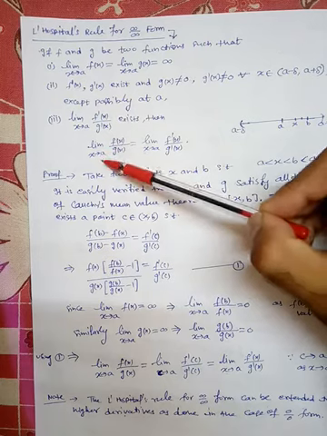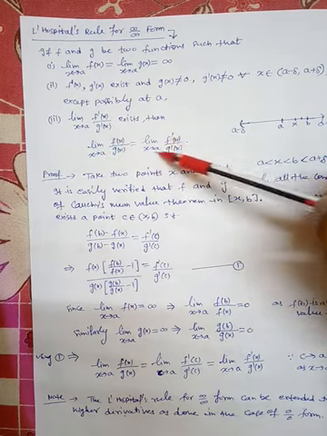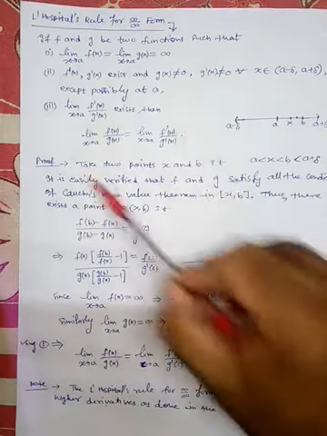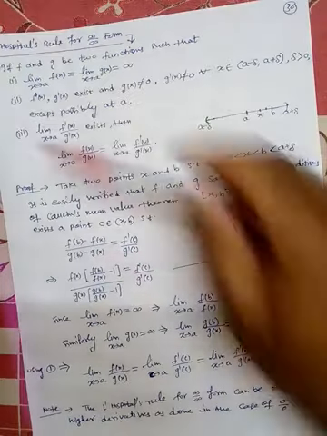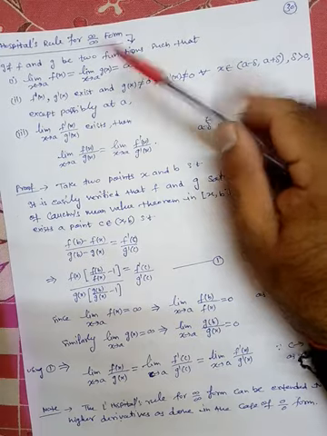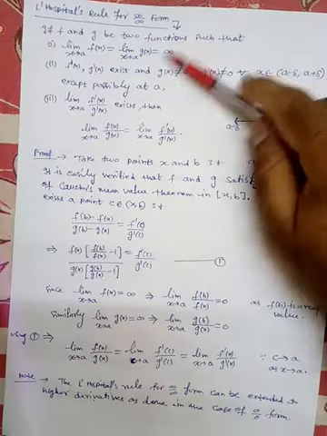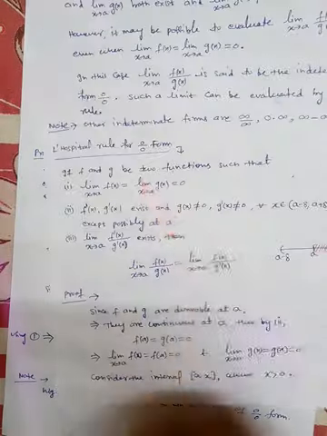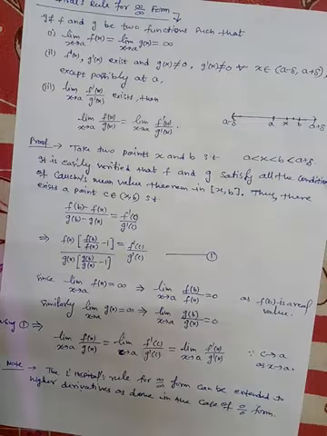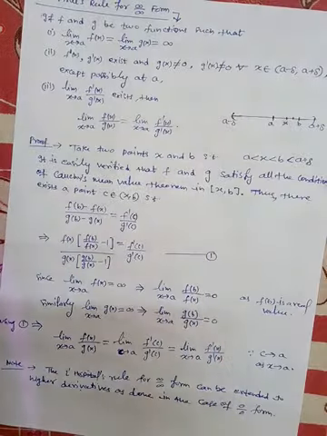Then limit x tending to a f x by g x is equal to limit x tending to a f dash x divided by g dash x. So the conclusion is the same. However, the difference is that here we have infinite. In place of 0, if you see the statement for 0 by 0, there we have 0, however here we are having infinite.